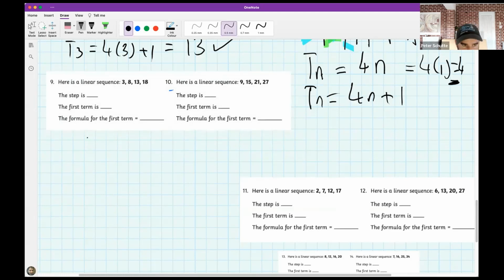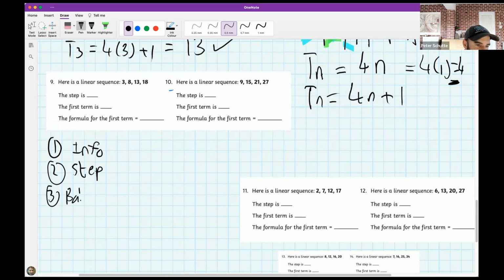So there are 3 steps. Step 1 is getting the information. Step 2 is writing out the beginning of the formula. And step 3 is just balancing the formula. So put here: info, step size, and balance. I sound a bit like the Karate Kid or something. Anyway, those are the 3 steps.